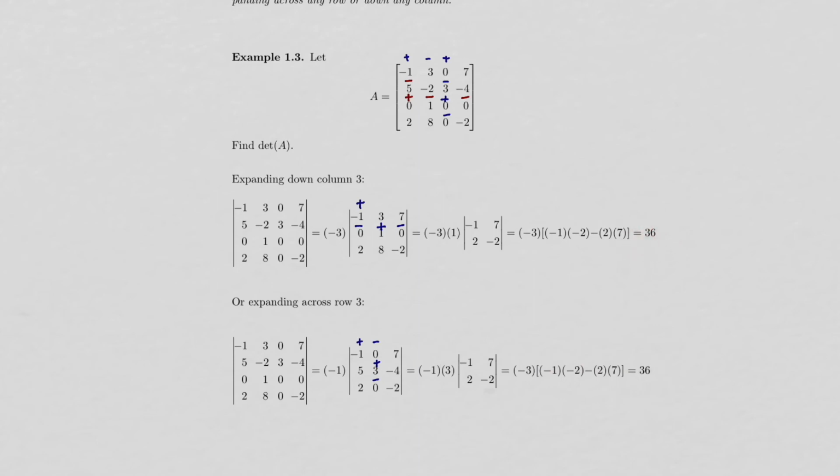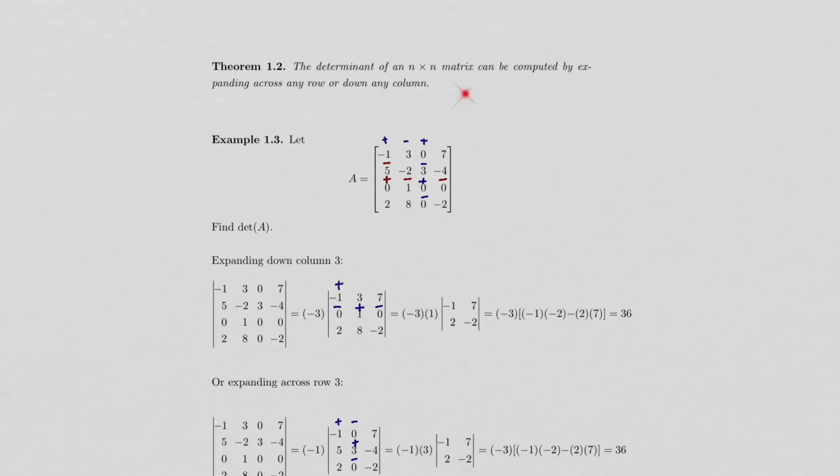And for fun, we could expand across a different row or a different column, and every time we did that across any row or column, we would always get 36. That's what this theorem tells us. This isn't a proof, this is just an example, but this example illustrates the theorem, which can reduce the number of computations that we have to do pretty dramatically.